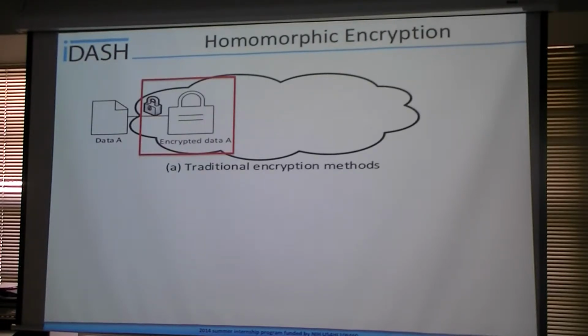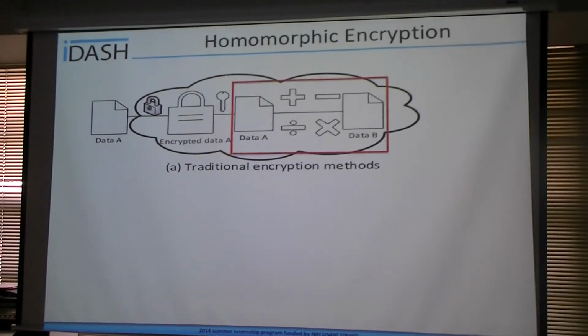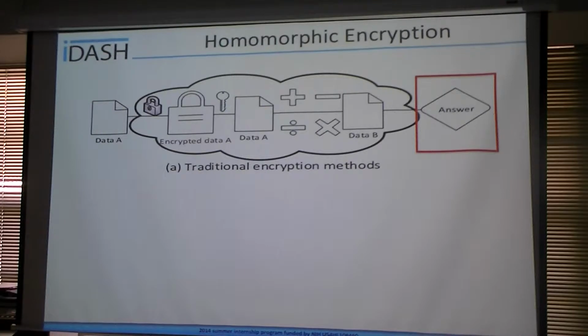Before introducing Homomorphic Encryption, let's first take a look at the traditional encryption method, where the data privacy is protected by data encryption during the storage and transferring. Here, for any further data analysis, one must first decrypt the data, then apply certain operations over the decrypted data. Finally, one can obtain the answer.